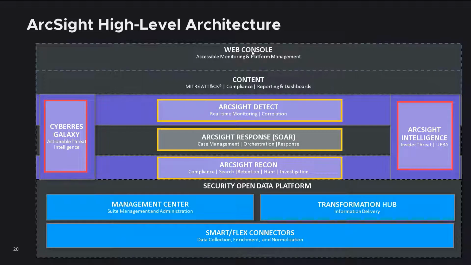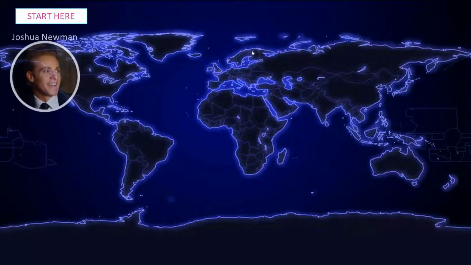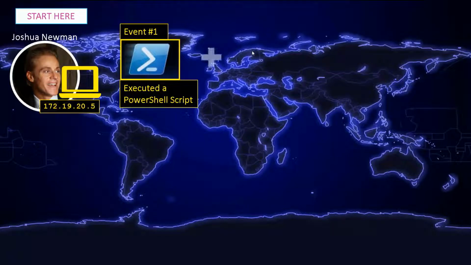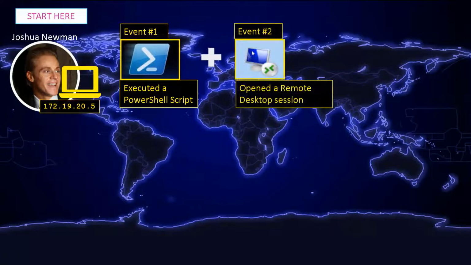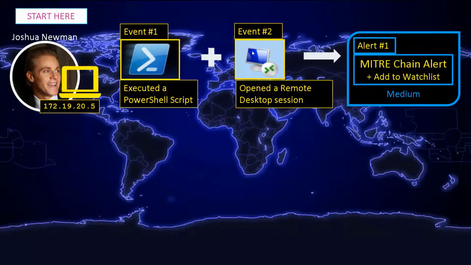In this high-level ArcSight architecture diagram, you can see that the red boxed components provide advanced detection to ensure full coverage of the threat spectrum, no matter how low and slow adversaries may be moving within the environment. We'll prove this with an example, walking you through the life of a SOC analyst who finds this inside threat within the environment. The gentleman named Joshua Newman, using his PC, happens to execute a PowerShell script, followed by a remote desktop session being opened.